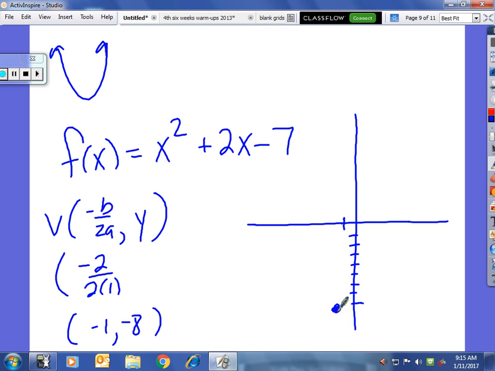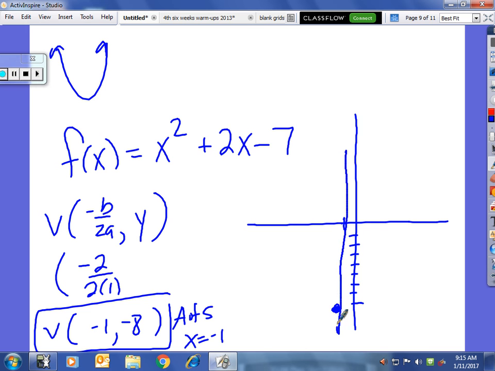What's the axis of symmetry then? The axis of symmetry is x equals negative 1. So now through that vertex, let me just draw a vertical line that goes through the middle of the graph. A vertical line always starts out x equals.